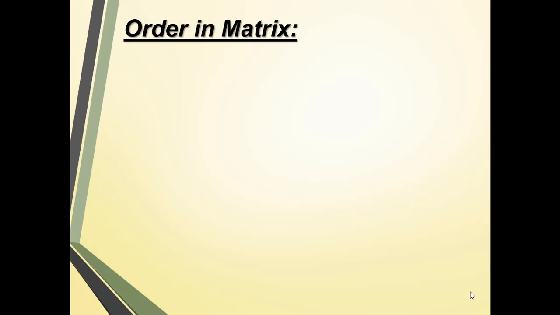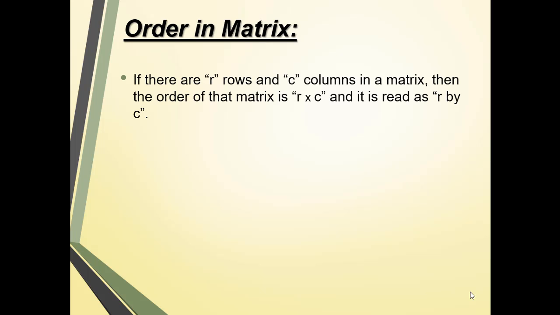Number 2, order of matrix. So how can we define the order of a matrix? If there are R rows and C columns in a matrix, then the order of that matrix is R by C, and it is read as R by C.